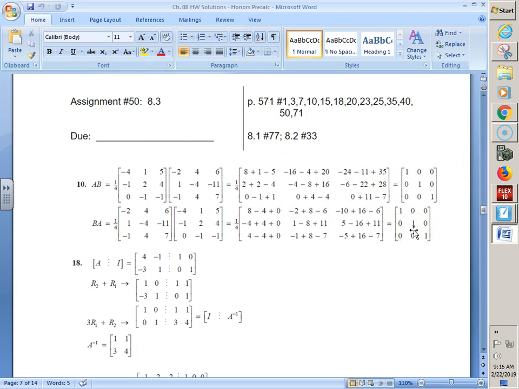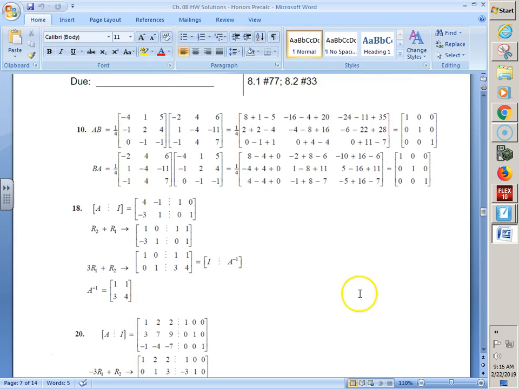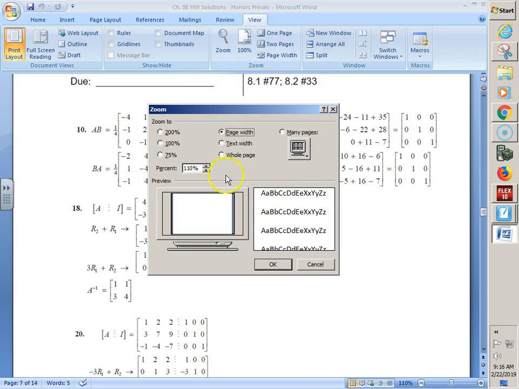Why? Because they both got the identity. Do you see how they pulled out the 1/4 to make their life easier? Number 18, it was doubly augmenting and row reducing. Since there is an identity, guess what? The inverse exists. Go team.